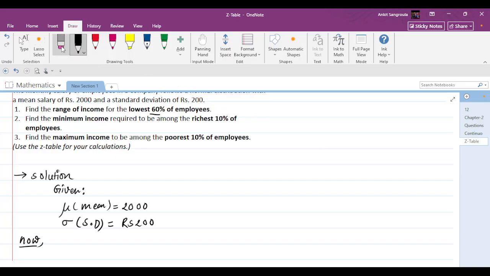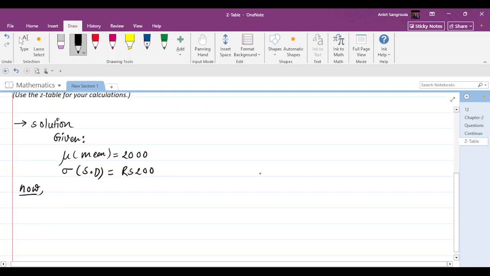Sorry, this is not lowest. This is middle, alright. So the question is wrongly framed here. Middle 60% of the employees. So now first of all we need to draw the standard normal distribution graph.